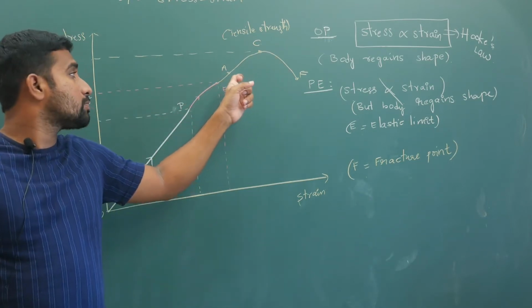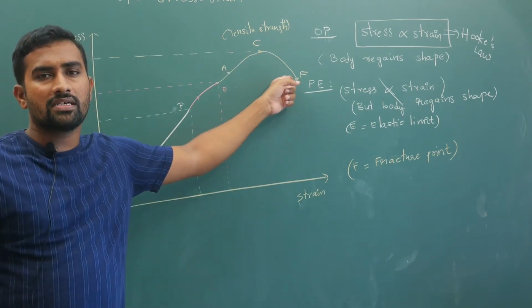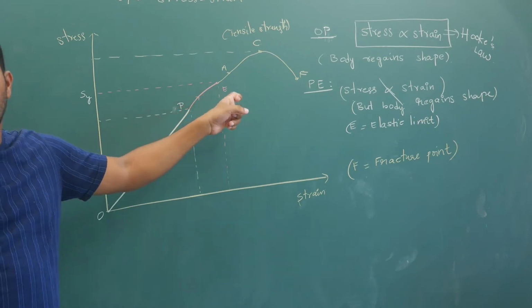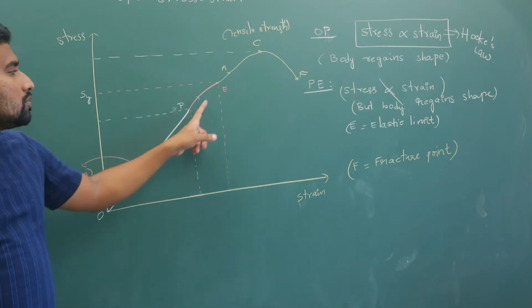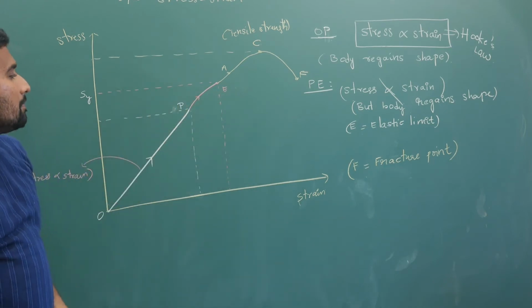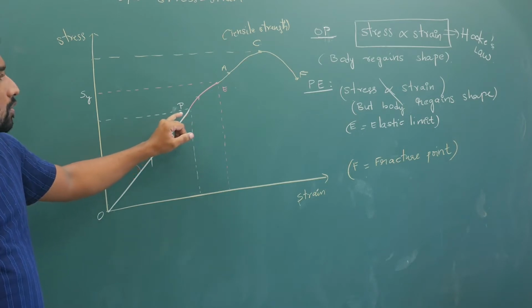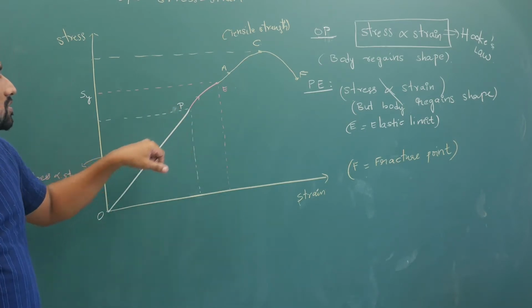I don't want to explain anything regarding points A and C. But this F is the fracture point, and E is your elastic limit. From O to E the body regains shape, but your stress is directly proportional to strain only in the region O to P. Only in this region is Hooke's law valid.